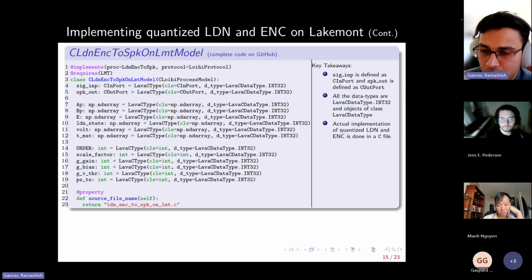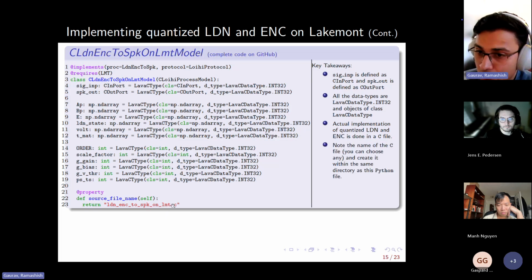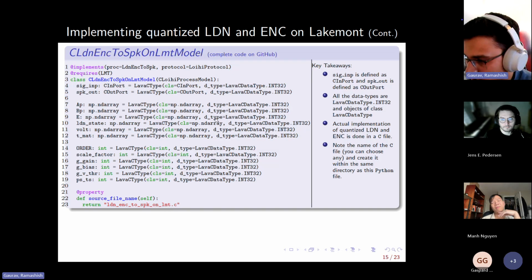Coming to the actual implementation of the quantized LDN and the encoding, that is done in this C file, LDN encoding to spike on lmt.c. And you should definitely note the name of the C file here. You can choose any, but then you have to create the C file within the same directory as this Python file.